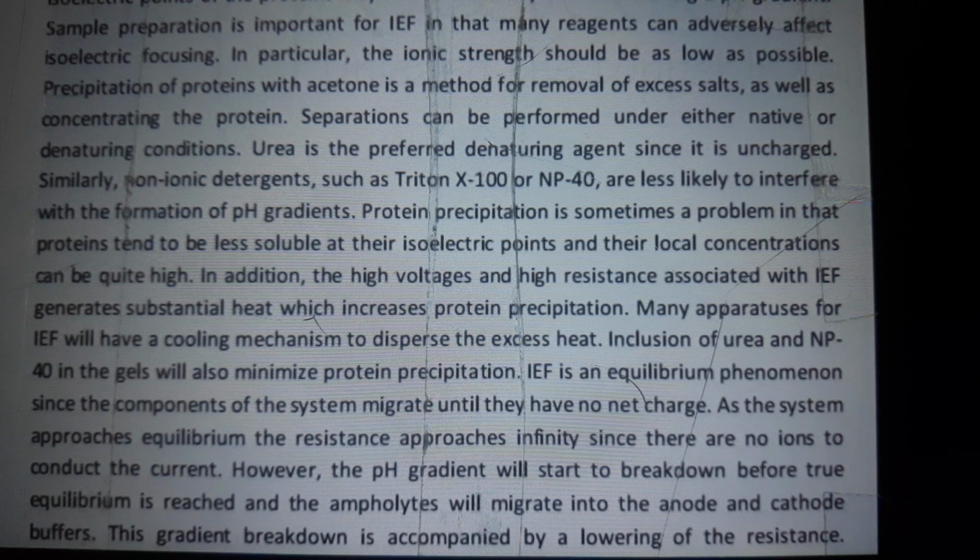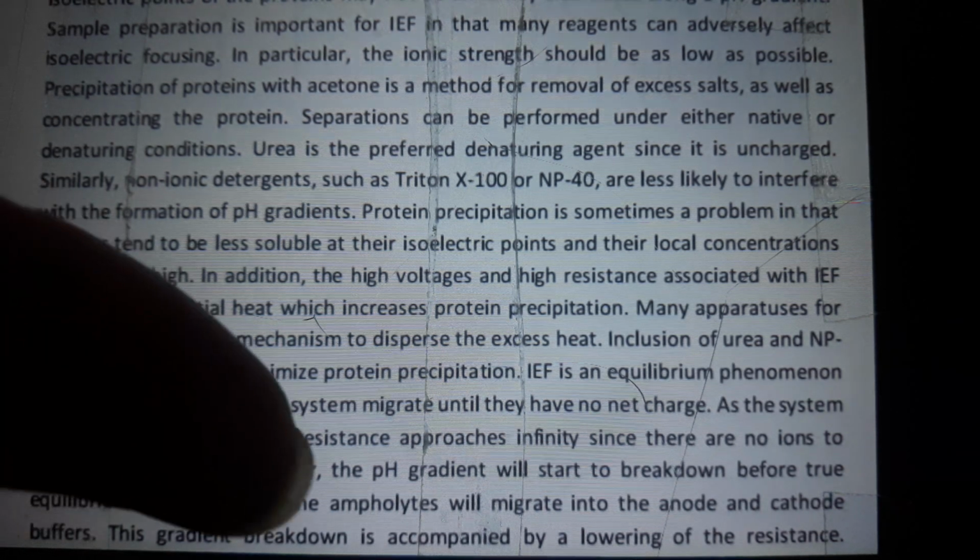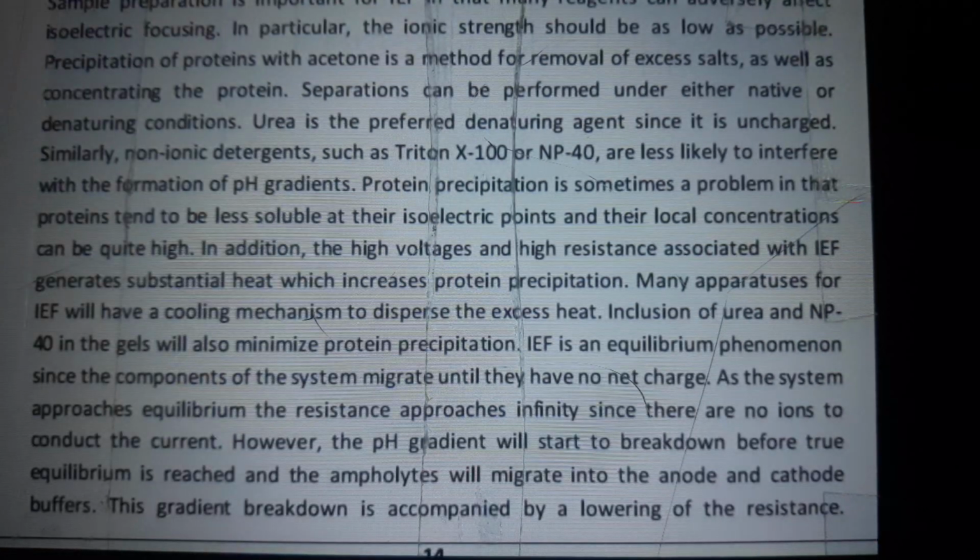In particular, the ionic strength should be as low as possible. Precipitation of proteins with acetone is a method of removal of excess salts as well as concentrating the proteins. Separation can be performed under either native or denaturing conditions. Urea is the preferred denaturing agent since it is uncharged. Similarly, non-ionic detergents such as Triton X-100 or NP-40 are less likely to interfere with the formation of pH gradients.